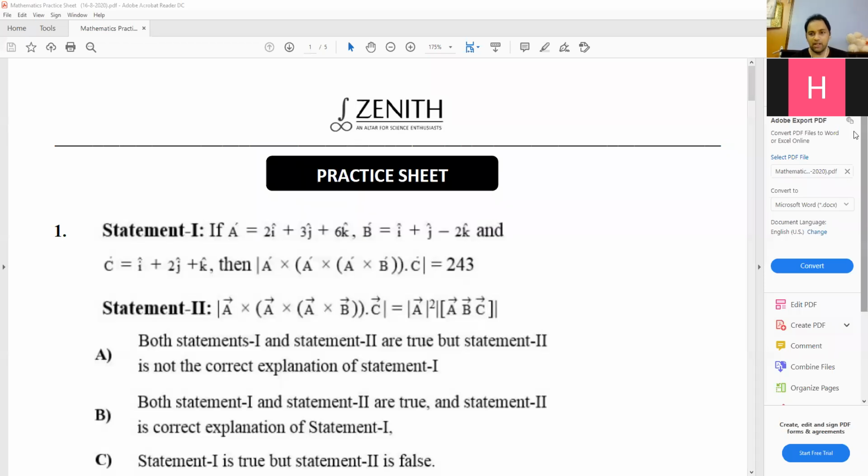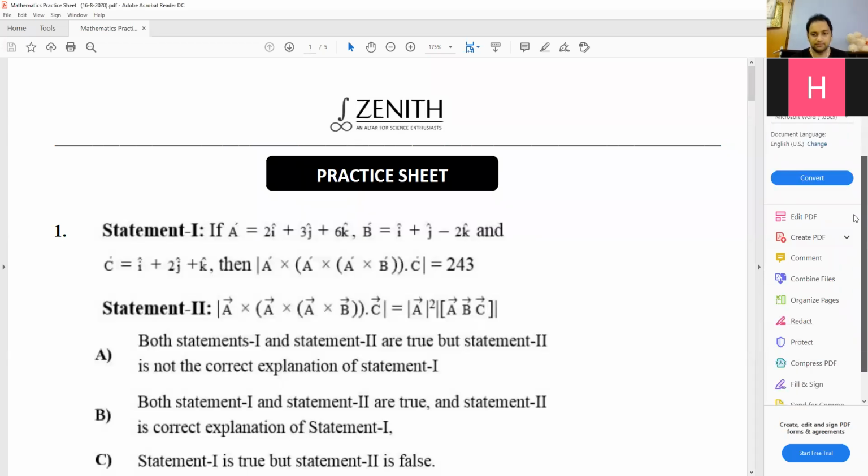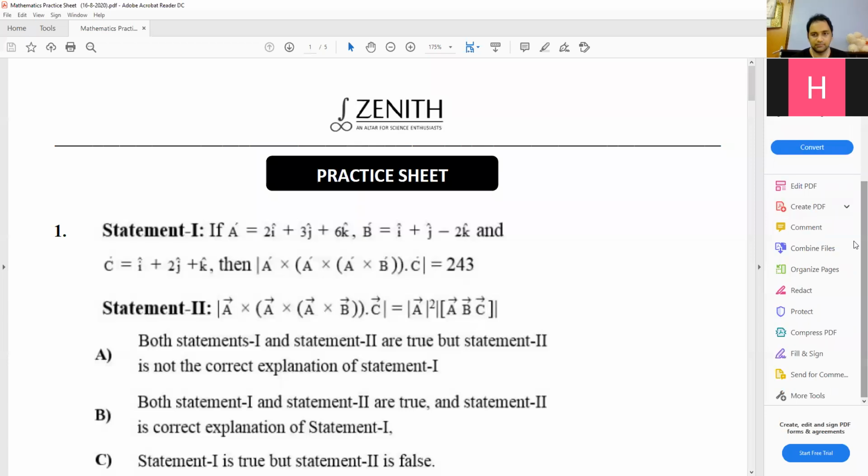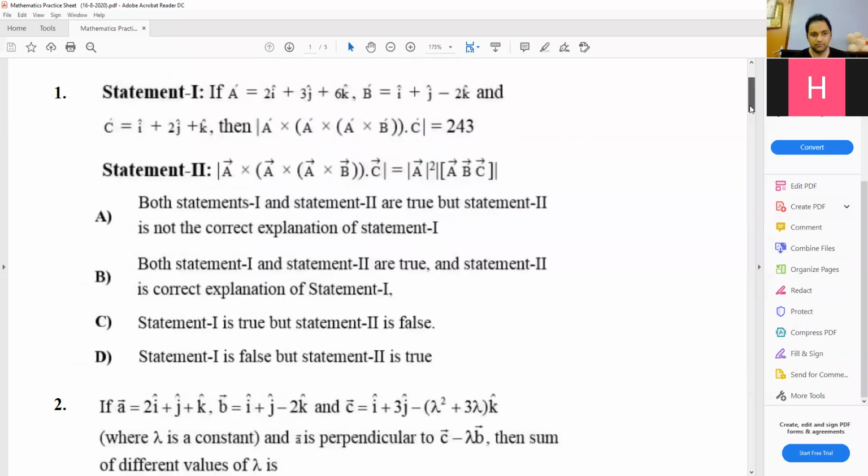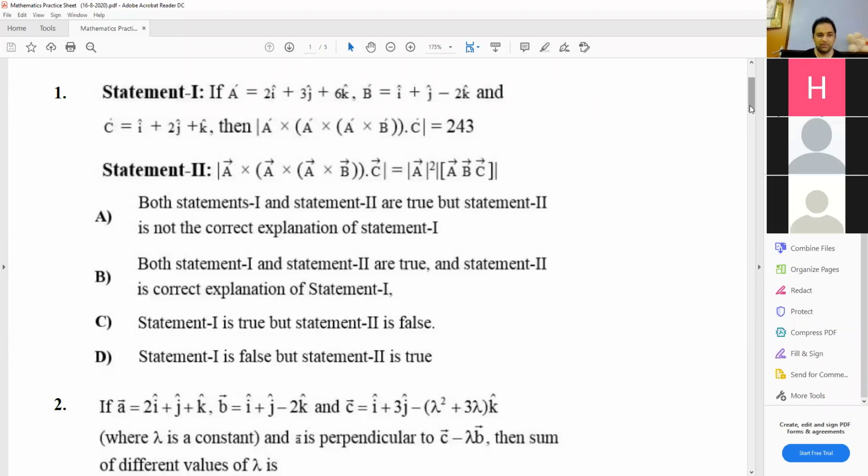So question number 1. What is the answer for question number 1? D. Sir, D. The answer was D. The first statement in itself is false, right? How would you solve A cross A cross A cross B?